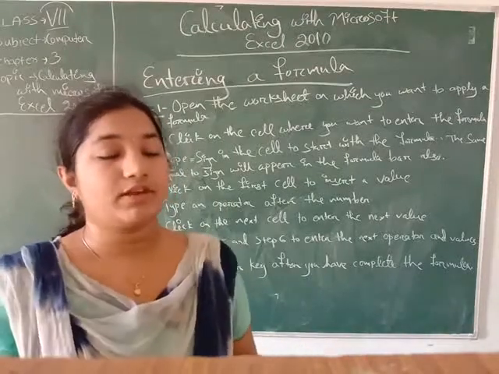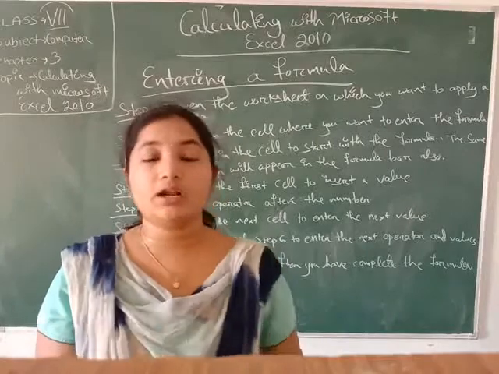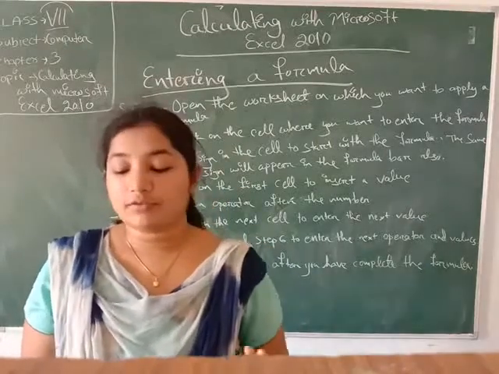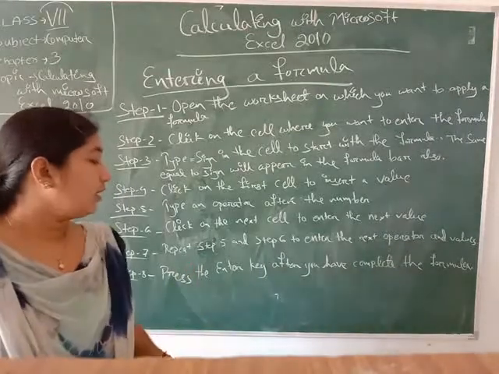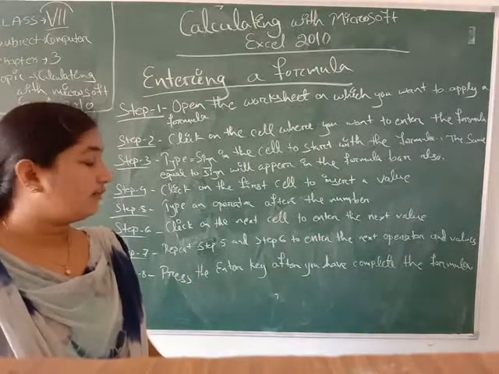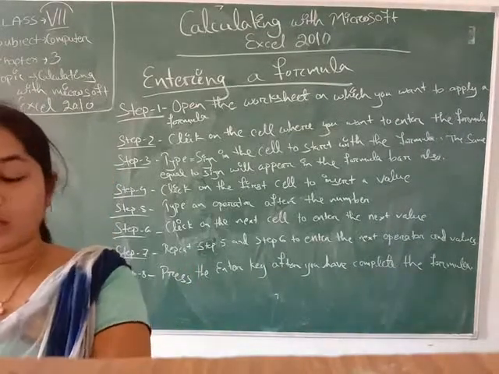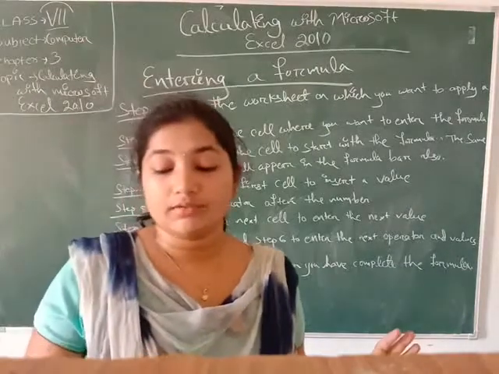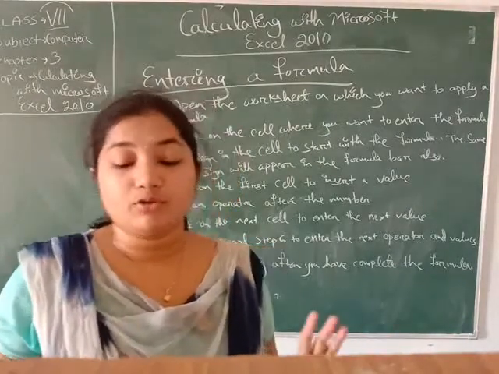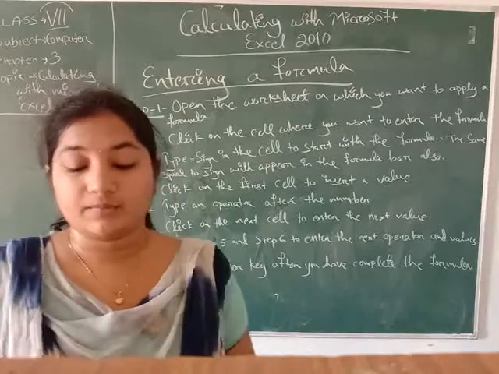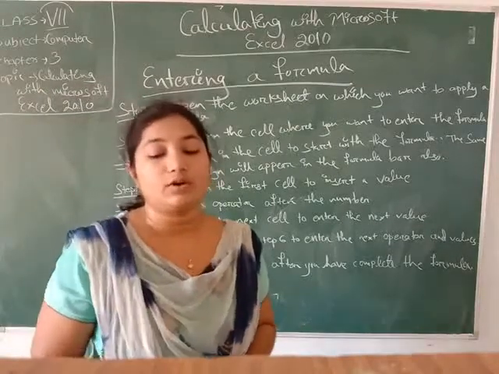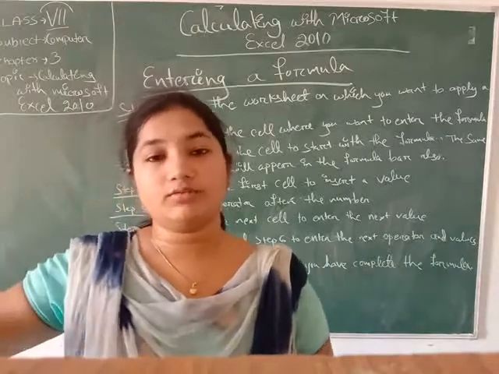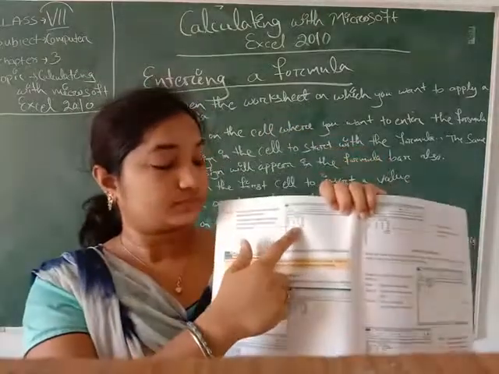Means we first click on the cell and give a value. After that, press the enter key after you have completed the formula. When we have given all the formulas, we press the enter key and the answer will appear in the cell, and the formula will be visible in the formula bar like this.